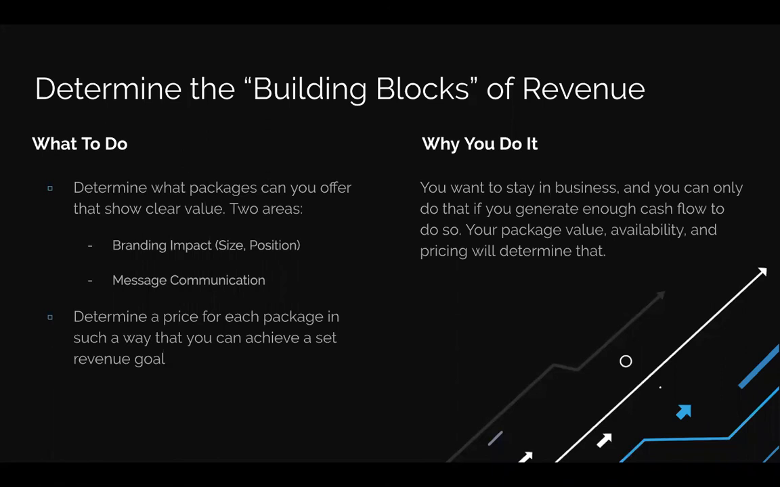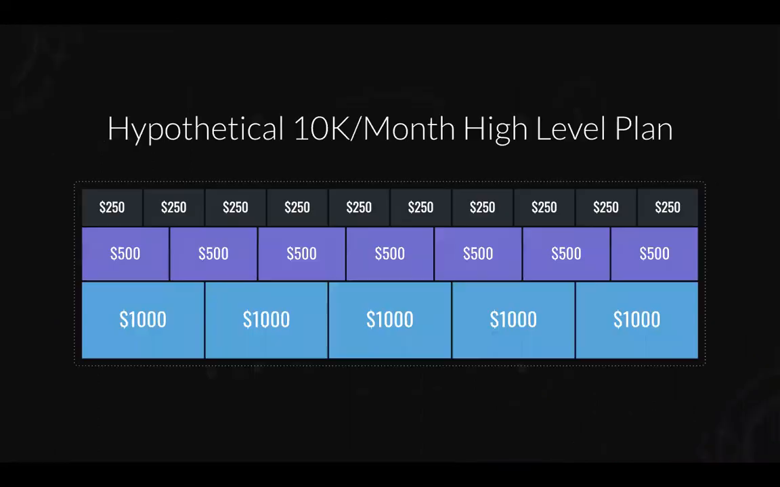And once you have X, let's just say it's 100K at the end of the year, and we use that as just a nice round number so we can break it down and show you what those building blocks look like. So this is a hypothetical 10K a month high-level plan. We talked about this, especially last year in a few different areas of the webinar, but so much of what we're doing comes down to setting that goal and then breaking it up into different packages.